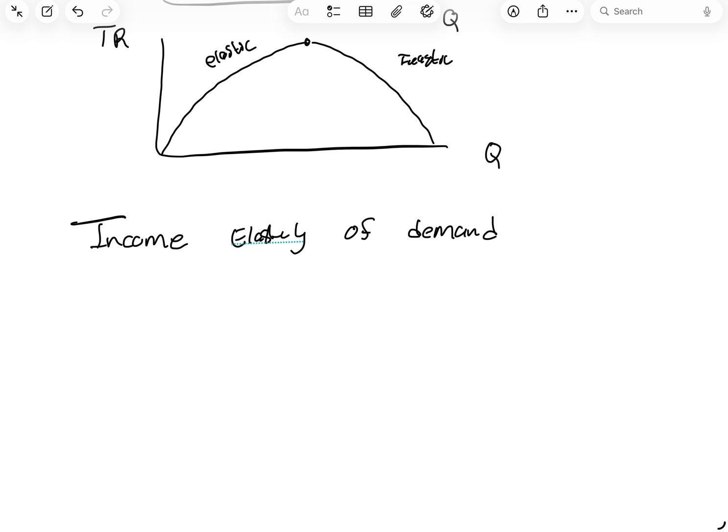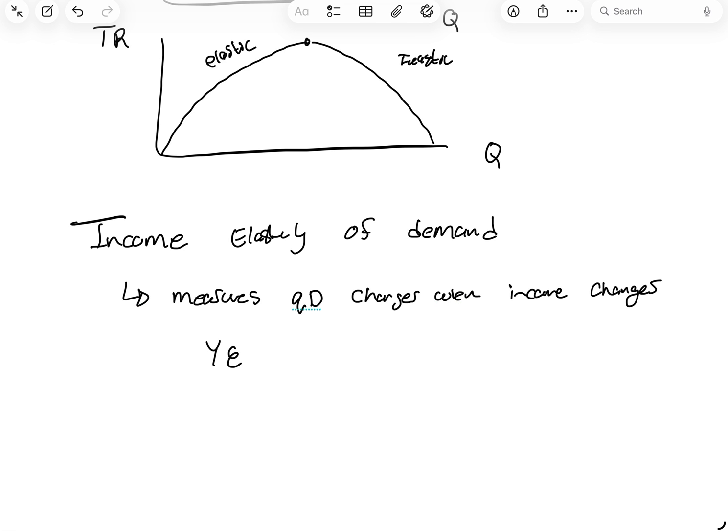Our way of representing these formulas is going to remain fairly even, but let me give you a definition and then I'll write down the formula. This measures how quantity demanded changes when income changes. The formula for this is truthfully Y. Y represents income, E is still elasticity, D is still for demand. YED equals percent change in quantity demanded over percent change in income.